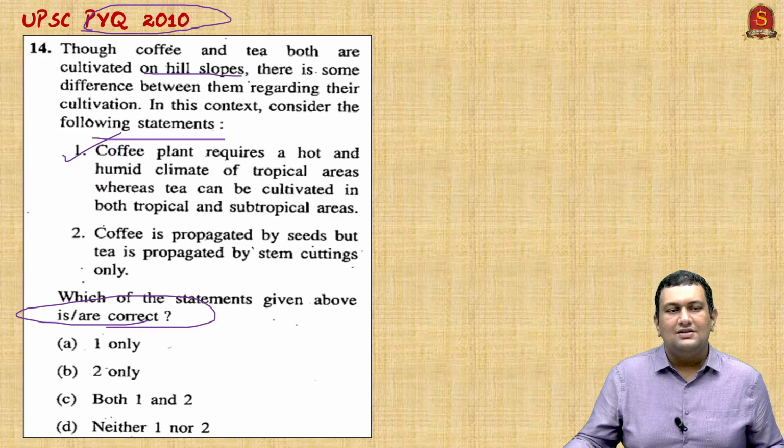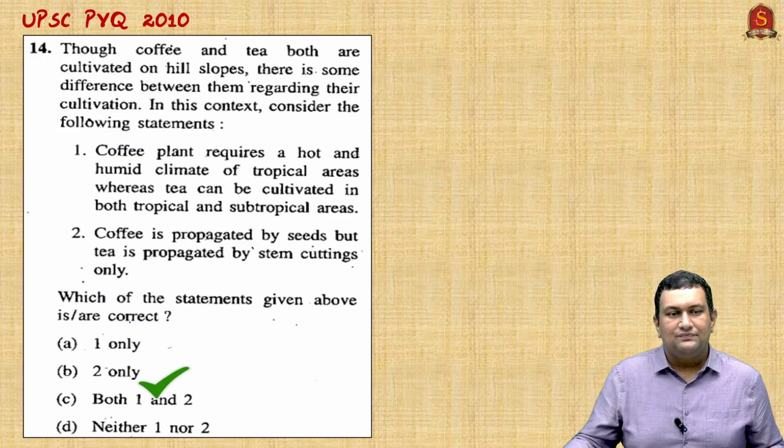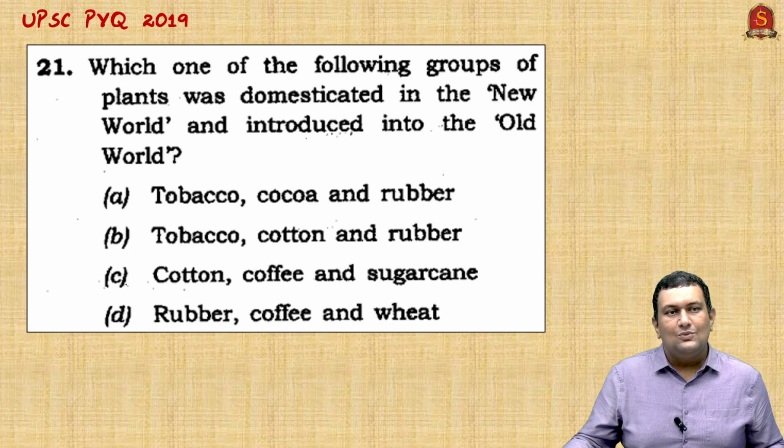Yes, this is correct. Second, coffee is propagated by seeds, but tea is propagated by stem cuttings only. This is the keyword, only. Because of this keyword, the statement is wrong. Tea can be cultivated by seeds also. So the answer will be option A, one only. We'll move on to the next question. This is a PYQ of 2019.